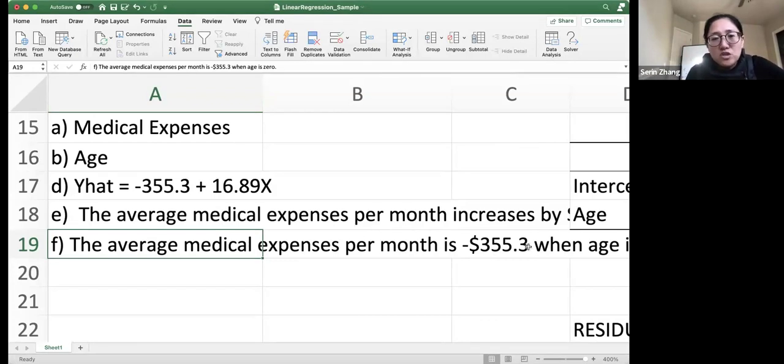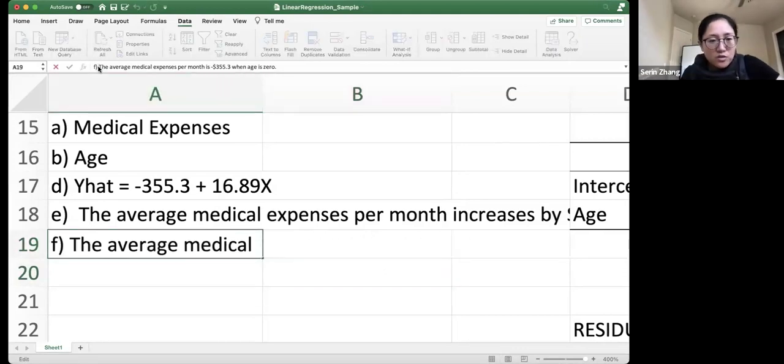If when your age is 0. Okay, so that's just the answer interpretation for this case.